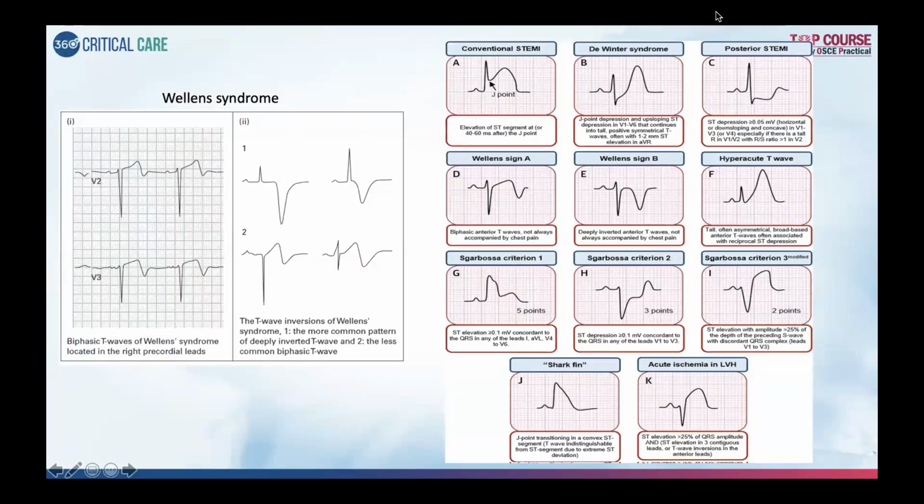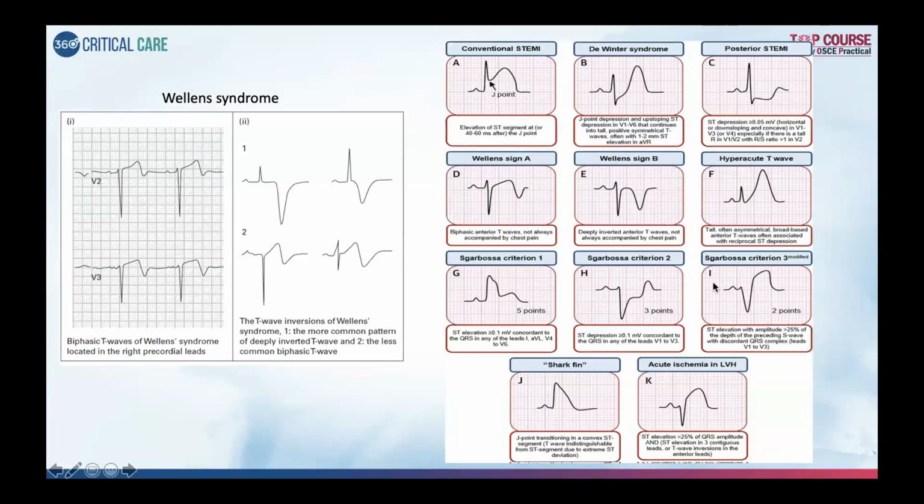These are the other STEMI equivalents. This is the conventional ST elevation MI where you can see this pattern. Whatever you're seeing here is Wellens A, that is biphasic, and this is symmetrical T wave inversion. De Winter is something that you should not miss, wherein there is upsloping ST depression in V1 to V6 and a positive symmetrical T wave, and in aVR you have an ST elevation of more than 1 to 2 millimeters. So De Winter is something you should not miss. And the other one is the hyperacute symmetrical T waves.